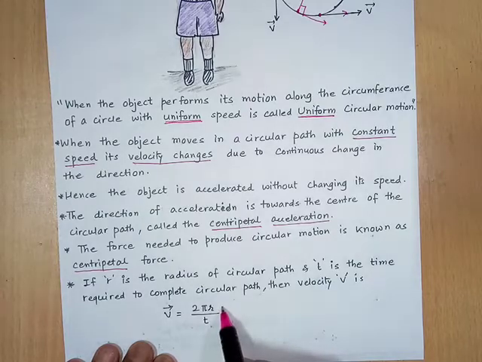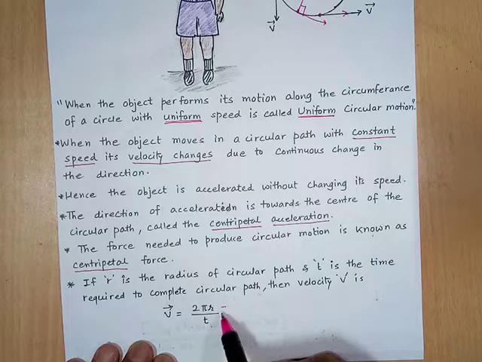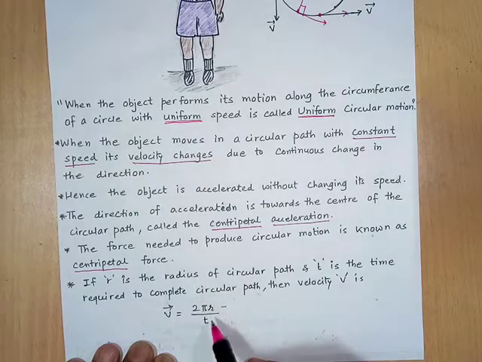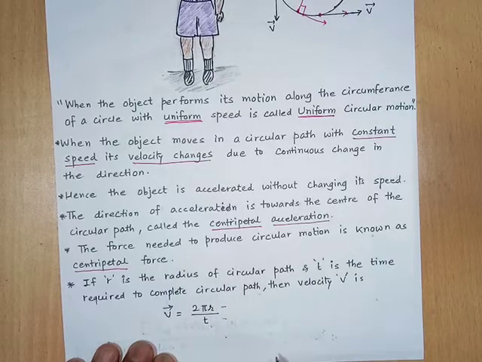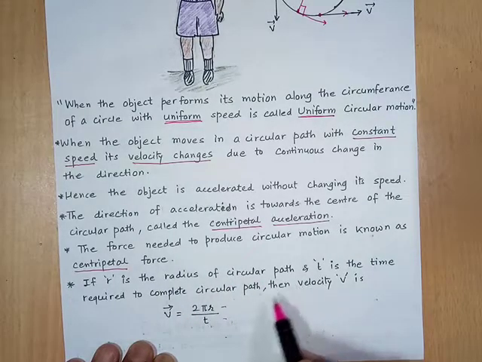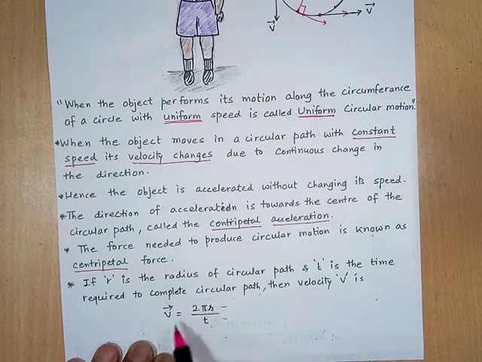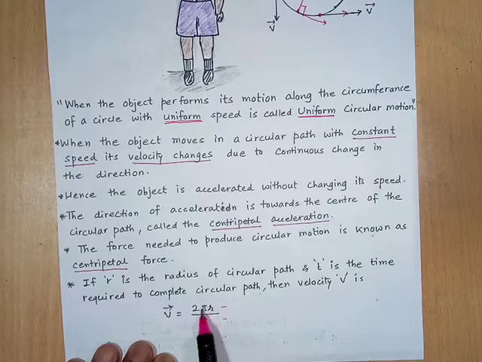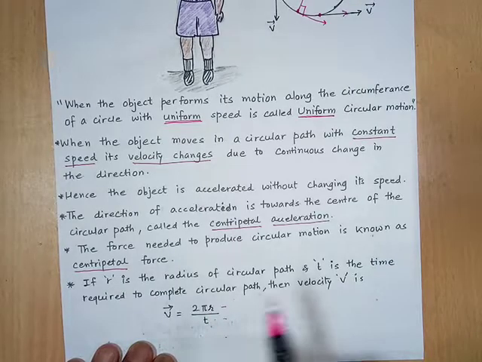Now this 2 pi r gives me the distance covered when the object completes one rotation, and this t is nothing but the time which is required to complete that particular circular path. So this is the displacement and this is the time, and this gives me the velocity. So the velocity of the object in circular motion at a respective point is determined with the help of v equals 2 pi r divided by t.